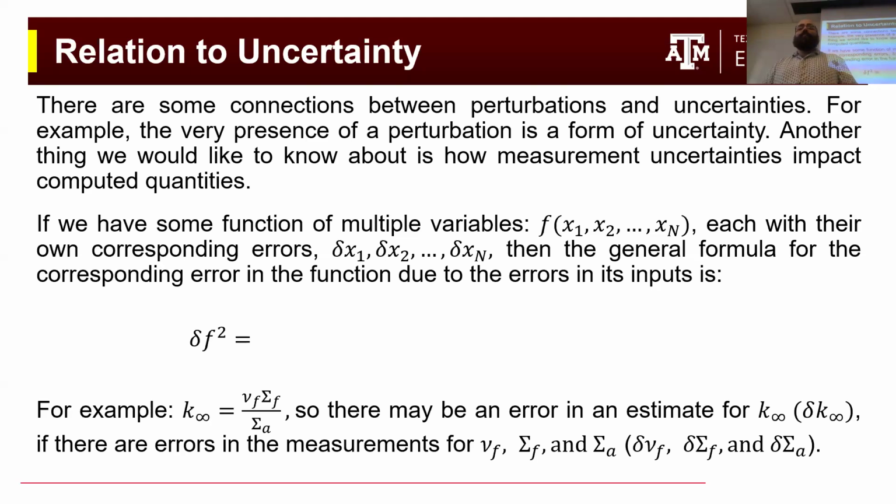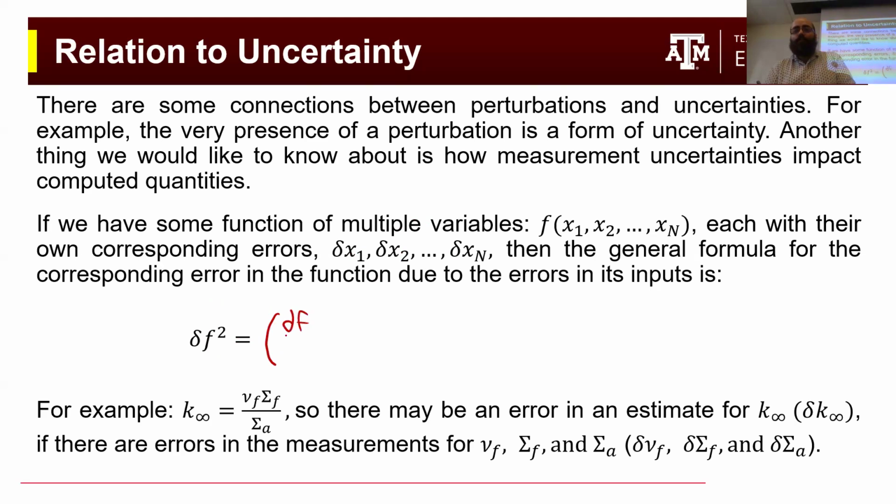So if we have some function f that's a function of multiple variables, x1, x2, all the way up to xn, and those variables have their own uncertainties or their own errors, like a delta x1, delta x2, all the way up to a delta xn, then we can propagate the uncertainty of all of those inputs to determine how that affects the uncertainty in the output of my function. And that's with the general error propagation formula, which says that the error in my function squared is going to be the sum of the following products.